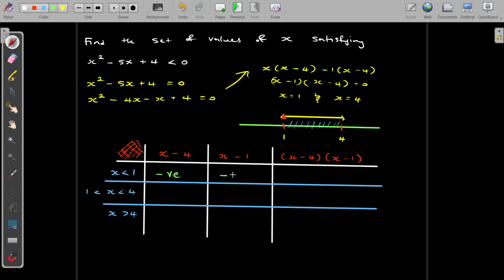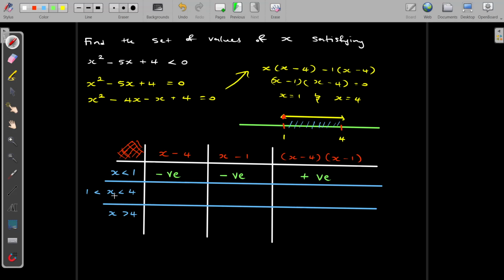Negative. Still negative. And over here, what's happening is that we're multiplying the two factors. So negative times negative would give us positive. So if this factor is a negative with the x values, and this one is a negative with the x values, we're going to get a positive solution set.